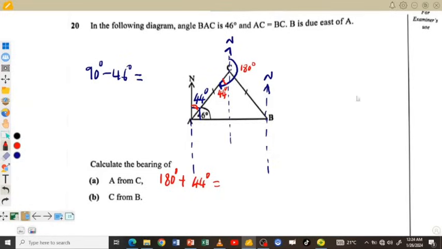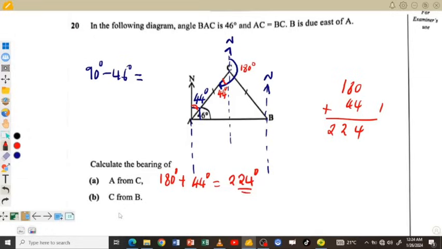So 180 plus 44. Here we have a 4. 8 plus 4 is 12. We write 2, we carry 1. 1 plus 0 is 1, plus that 1 is 2. So this will give us 224 degrees. So the bearing of A from C was 224 degrees.